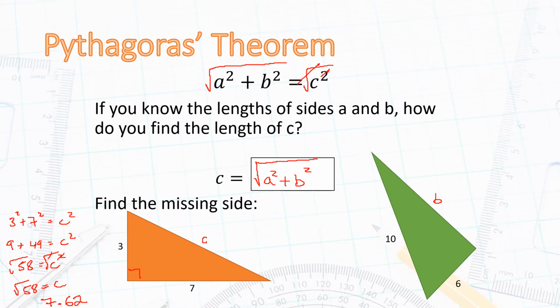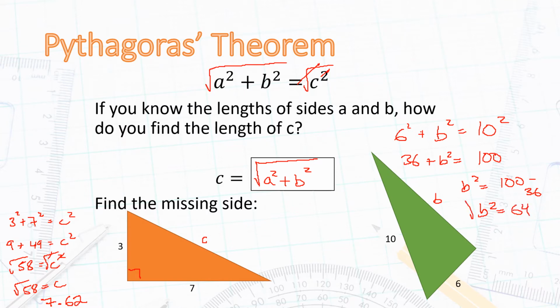For the green triangle, we would have 6 squared plus b squared is equal to 10 squared. So 6 squared is 36, 10 squared is 100. So b squared would be equal to 100 minus 36. So we would subtract it from both sides. b squared is equal to 64. Square root both sides. b is equal to 8. So that missing side is 8. Pretty straightforward.